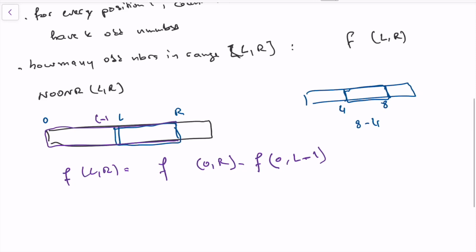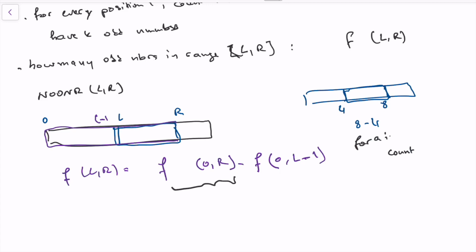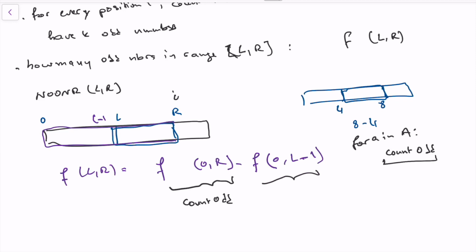So for these, we can keep counting the odd numbers. With the for loop for all elements in the array, we can keep a variable that checks if the number is odd and counts it, so that at each position I, which is the ending of the interval, we would have count odd as the number of odd numbers so far. And let's call this one x, right?